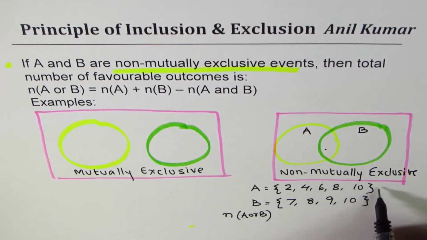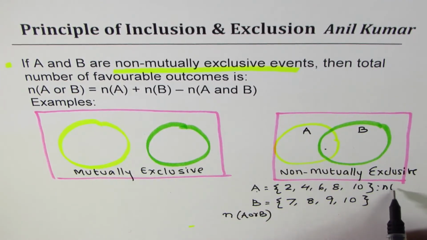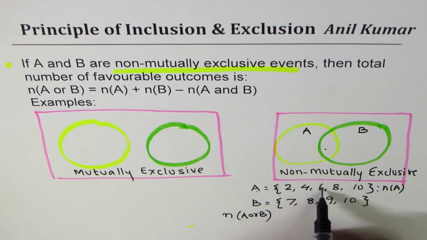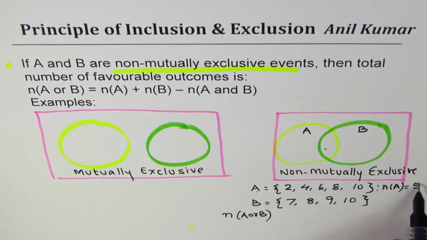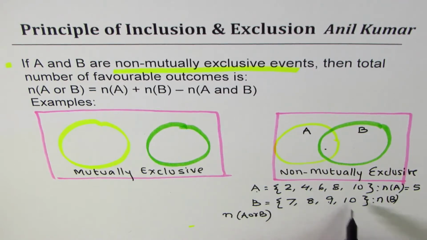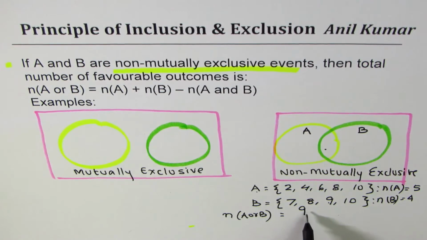First, how many elements are in A? In this case, the number of elements in A is 1, 2, 3, 4, 5. Number of elements in B is 1, 2, 3, 4. Total in both, A or B? If I write 9 here, will that be the correct answer? Well, if I write 9, it is not going to be correct.